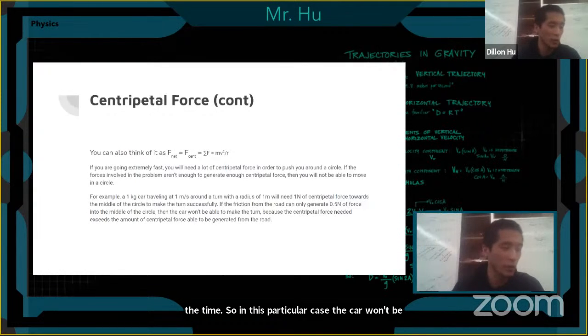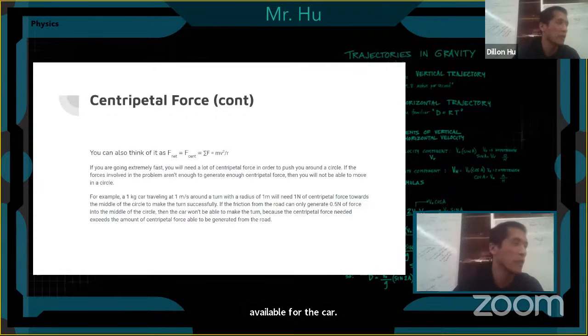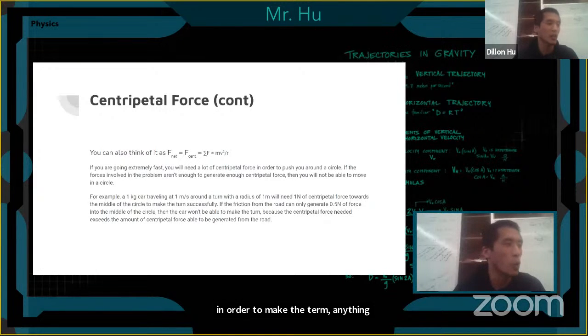In other cases, there might be another force available for the car, but you need enough centripetal force in order to make the turn. So you can think about it as mv squared over r. That's the minimum amount of centripetal force you need in order to make the turn. Anything less than that, you won't. Anything less that the car is able to access, it won't be able to make that turn.